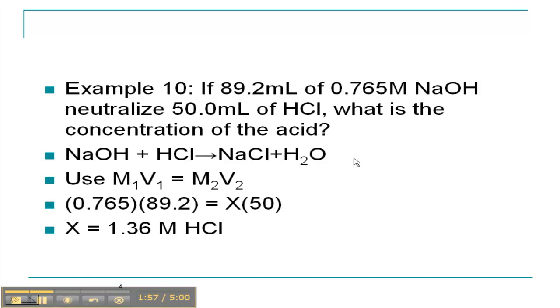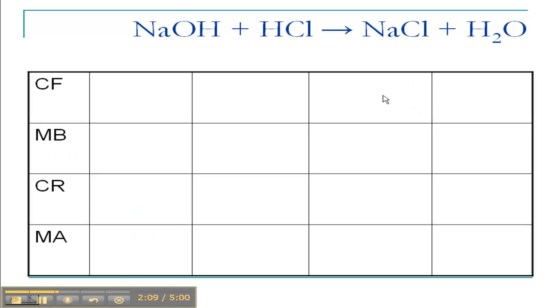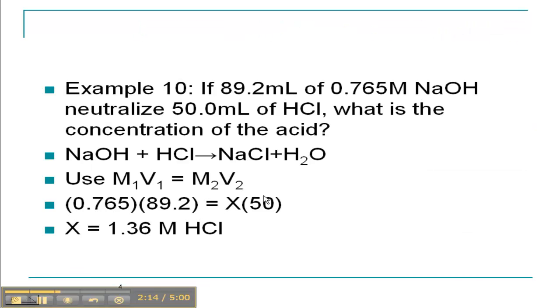Now the formula looks like this. NaOH plus HCl, we get salt and water. So we are going to use M1V1 equals M2V2. So make sure that your 89.2 milliliters and your 0.765 molar goes together. And make sure that 50 goes with our unknown concentration. And so when you solve this, you get a concentration of 1.36 molar.